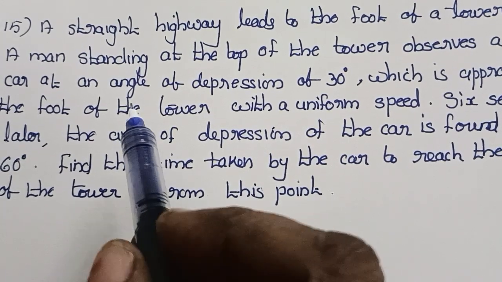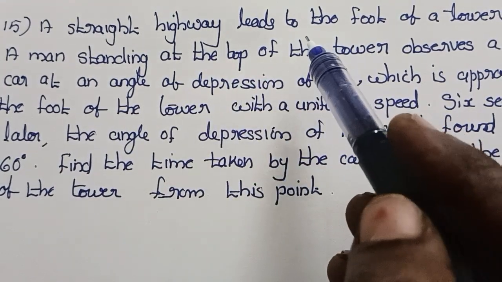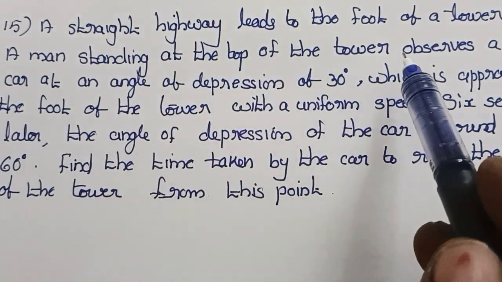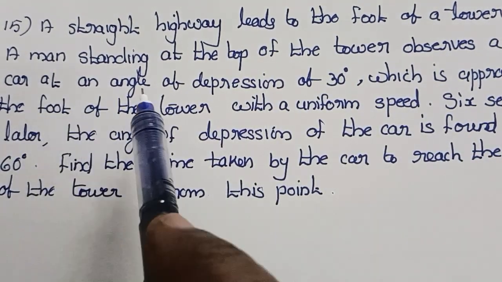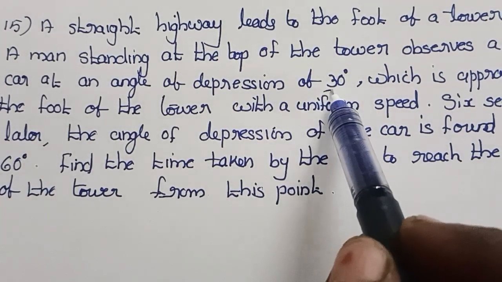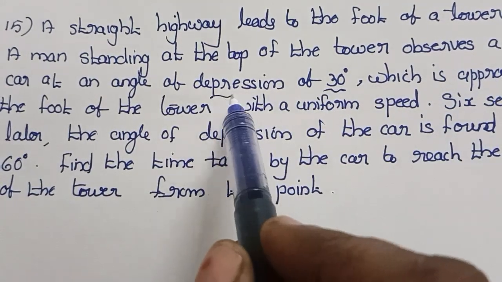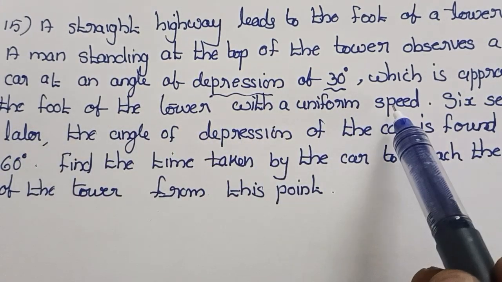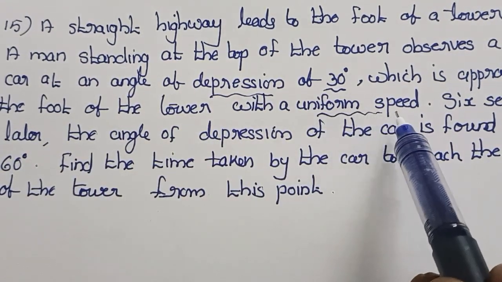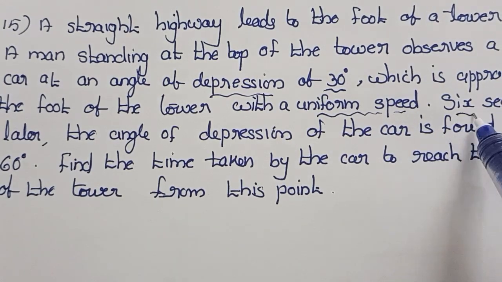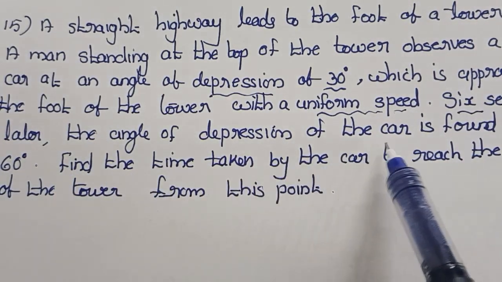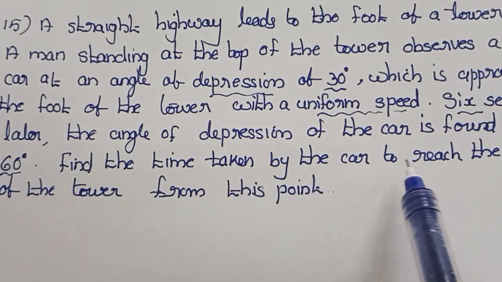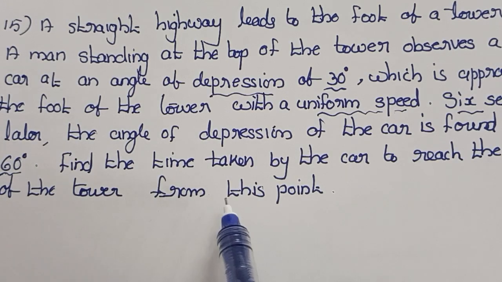15th question. A straight highway leads to the foot of the tower. A man standing at the top of the tower observes a car at an angle of depression of 30 degrees, which is approaching the foot of the tower with a uniform speed. It is given that the car is having uniform speed. Six seconds later, the angle of depression of the car is found to be 60 degrees. Find the time taken by the car to reach the foot of the tower from this point.